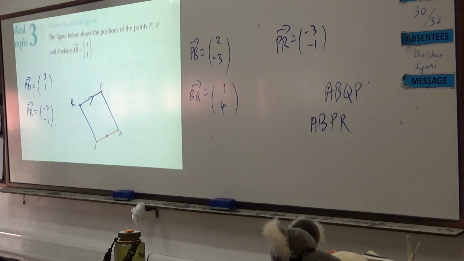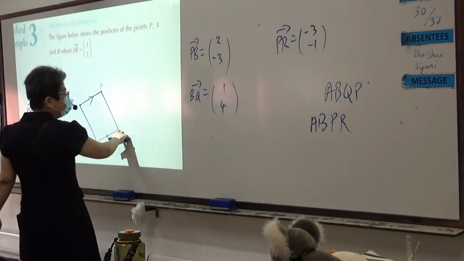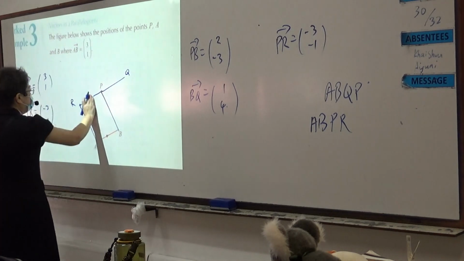Do the two vectors PQ and PR have the same magnitude? Just now I drew, right? BQ is, this is your Q, wait.